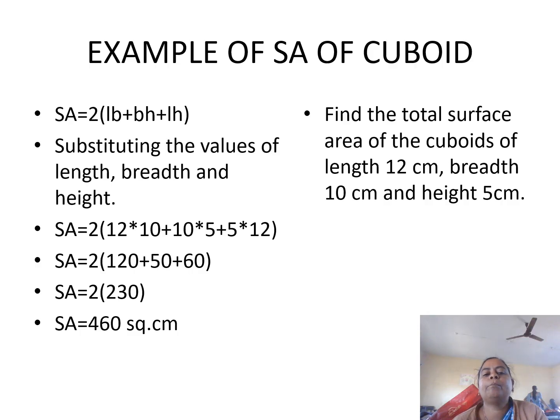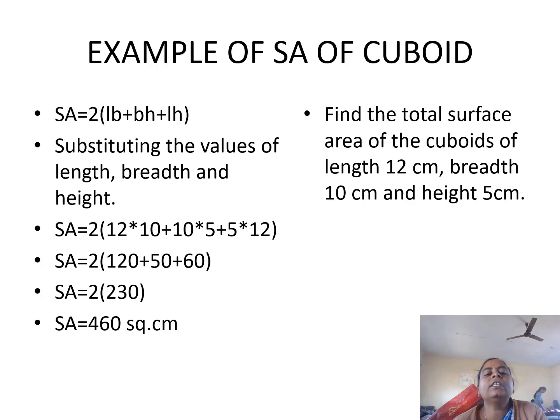Now let us take one example of finding the surface area of a cuboid. The example is we are supposed to find the total surface area of the cuboid whose length is 12 centimeter, breadth is 10 centimeter and height is 5 centimeter. Now what is the formula for calculating the surface area of a cuboid? It is 2 into (length into breadth plus breadth into height plus height into length).